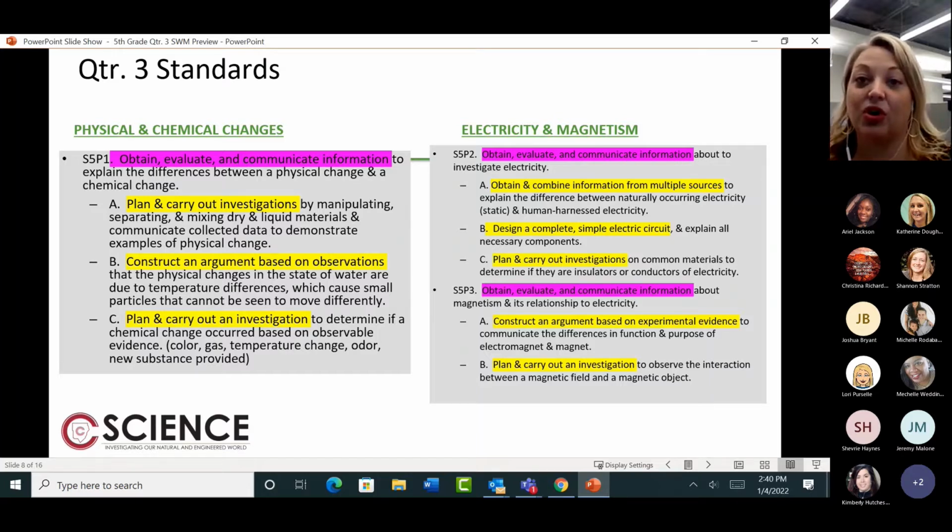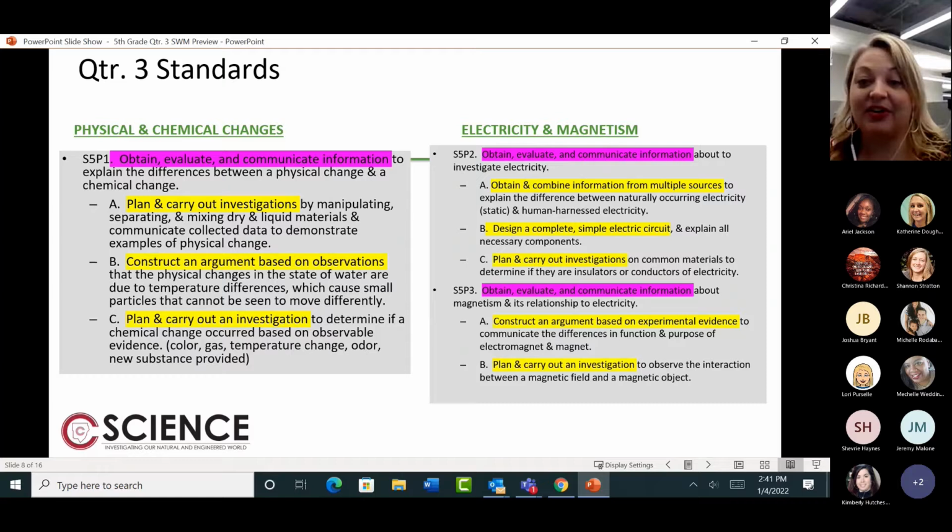For magnetism, A is construct an argument based on experimental evidence to communicate the differences in function and purpose of an electromagnet and a magnet. So we're going to have an argument. So they're going to have to actually write something based on experimental evidence. So they're going to have to actually figure out the differences in function and purpose of an electromagnet and magnet. They're going to need to see both types. They're going to need to read about it, see it, experiment with it. We need to give them lots of options in order to communicate those differences and have an argument.